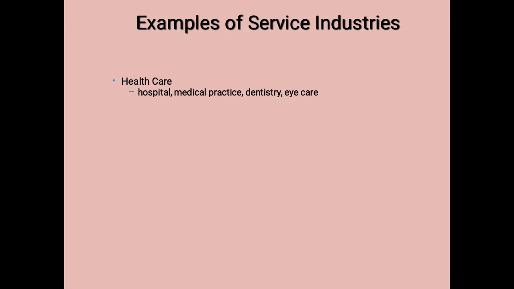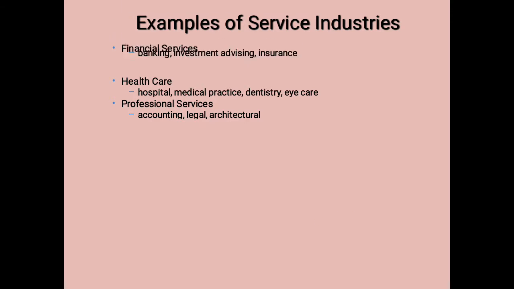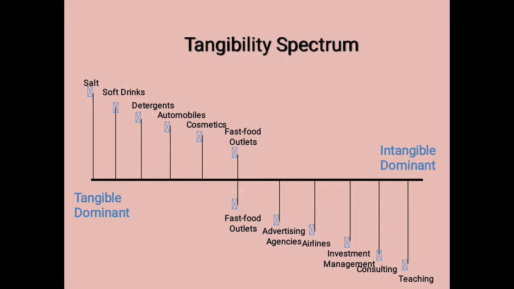Examples of service industries: healthcare is there, professional services, and there are many more at this point of time. This is a very important aspect to look at, which talks about the tangibility-intangibility spectrum. Now we find that there are certain products which are tangible dominant in this spectrum, like salt, soft drinks, and then there are certain which are highly intangible in nature, like teaching, nursing. In between, when it comes to fast food restaurants or fast food outlets, we find these are hybrids, where it's 50% tangible element and 50% intangible element.